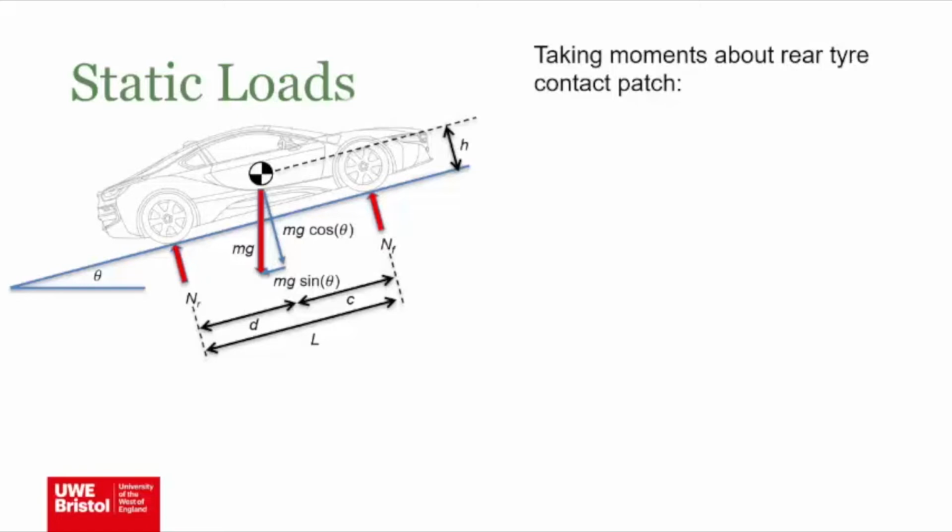So you take moments about the rear tyre. NF times L. Anti-clockwise is positive. So you've got your NF times the length L. This one here, times the length L, is trying to push it this way.